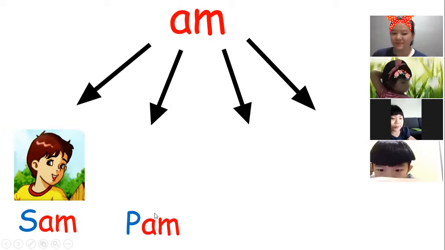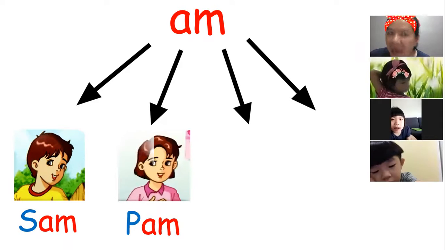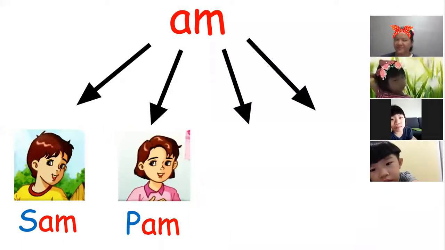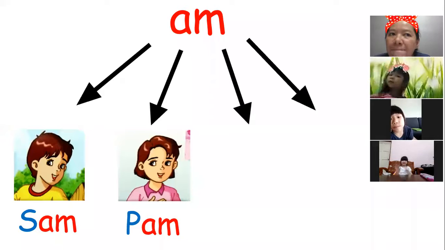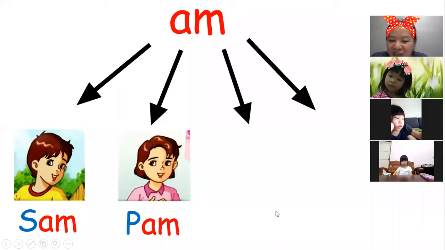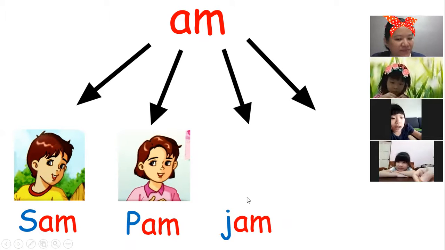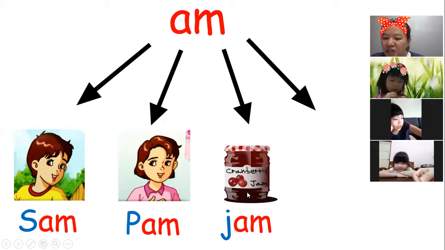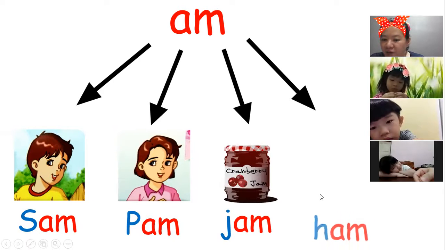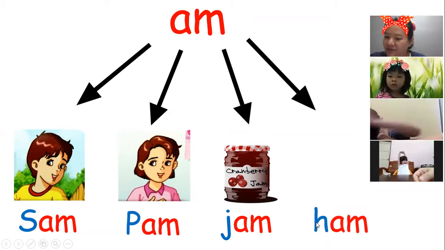Per M. Okay, so let's see the next one. J. J. J. M. J. M. J. M.